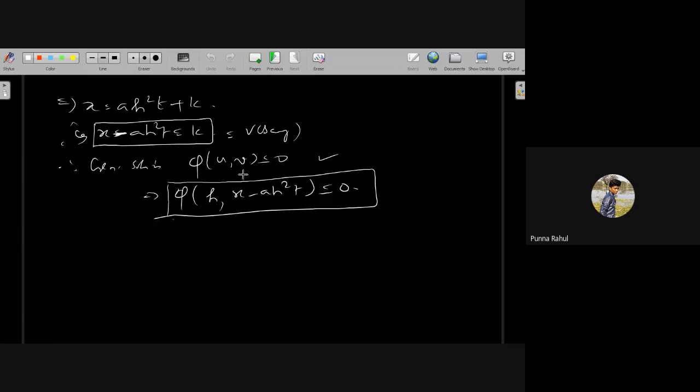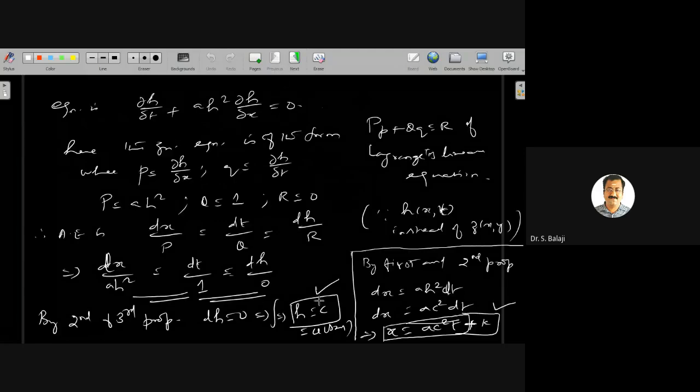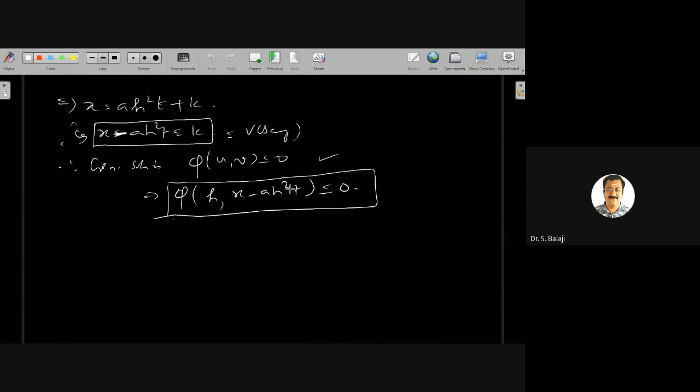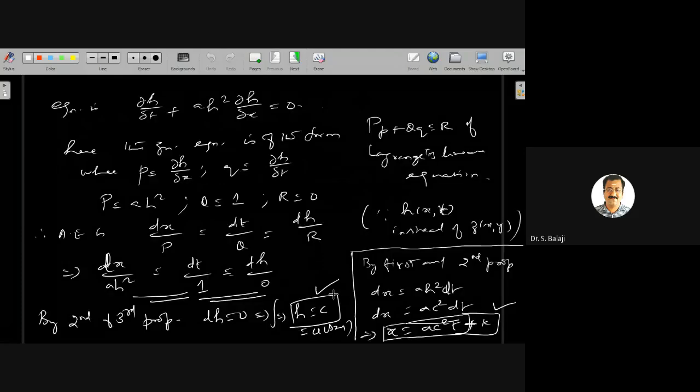Now writing phi of h comma x minus a c square t. Yes, a c square t, no problem. But it is already given that h is equal to c in the initial condition. In the previous solution, you obtained h is equal to c. So even if you write a c square t, you can say that you already know the c relation, or both are the same. Otherwise you can write it here, no problem. It's not a mistake here, but you have to mention this condition.